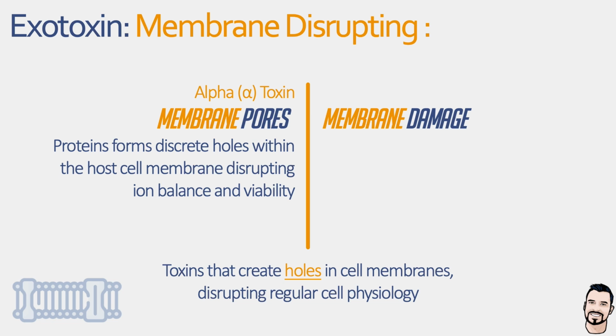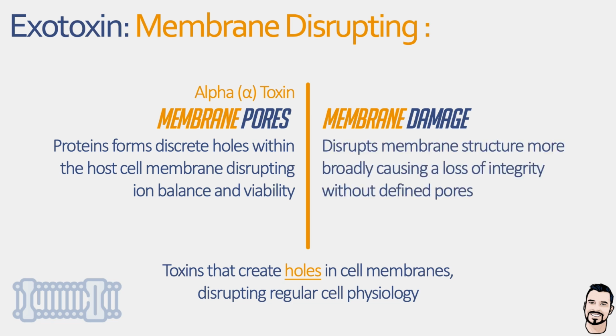The second mechanism involves direct membrane damage, where toxins do not form defined pores, but instead destabilize the membrane structure itself. These toxins act enzymatically on membrane phospholipids, increasing overall membrane permeability, essentially making them a little leaky, which compromises cell integrity and can lead to cell lysis.